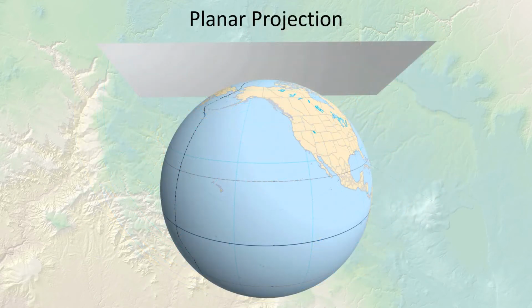Okay, the next class of projections uses a flat projection surface. These are called planar projections. Now, there are three basic types of planar projections based on where you put the light source. It's not critical that you remember the names of these, but just understand the basic concepts. And notice that all planar projections show true direction out from the point of tangency. And remember, the point of tangency is where the projection surface touches the planet.